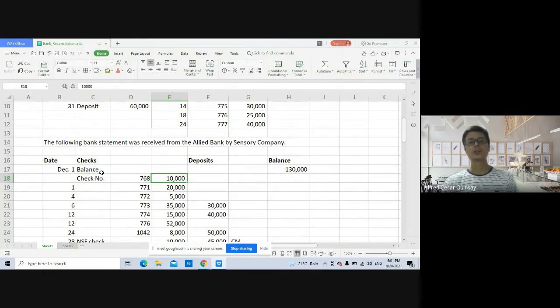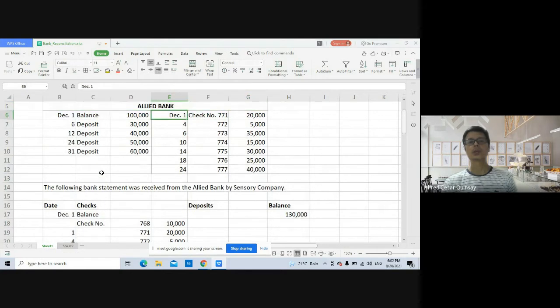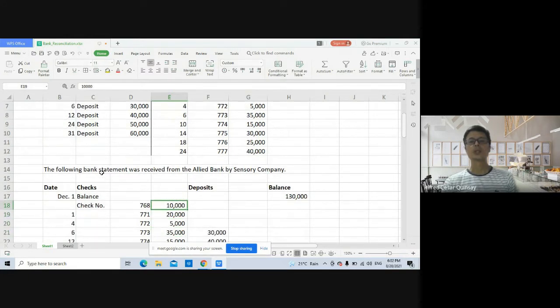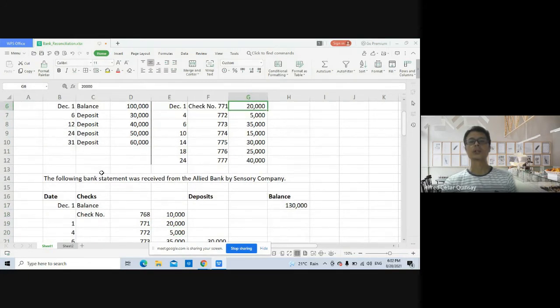Ayan. So these are the deductions. And tignan natin dito kung na-consider yan. So as we can see here, parang wala kasing dapat magtatama. 771 for 20,000, was it considered? Yes, ayun. So na-consider ng company, na-consider rin ng bangko yung 20,000 na yun, yung 771. 772 of 5,000, it's also considered by the bank as well as by the company. So makikita natin dito.